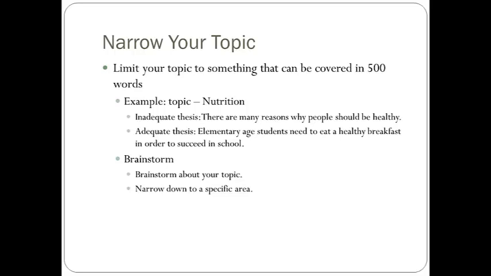Brainstorm about your topic, and then narrow down to a specific area. Think of it like a triangle, where you start on the top of the triangle, very philosophical, your topic is there, and it's very broad-based. And then as you brainstorm, it's going to get more and more narrow till you have the topic that you're going to be writing about.